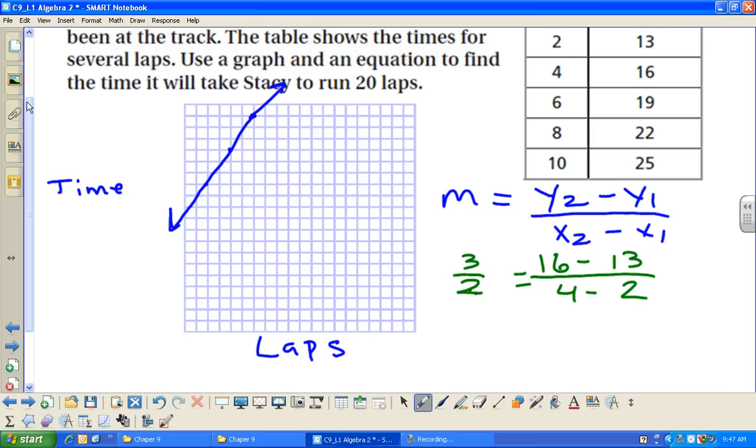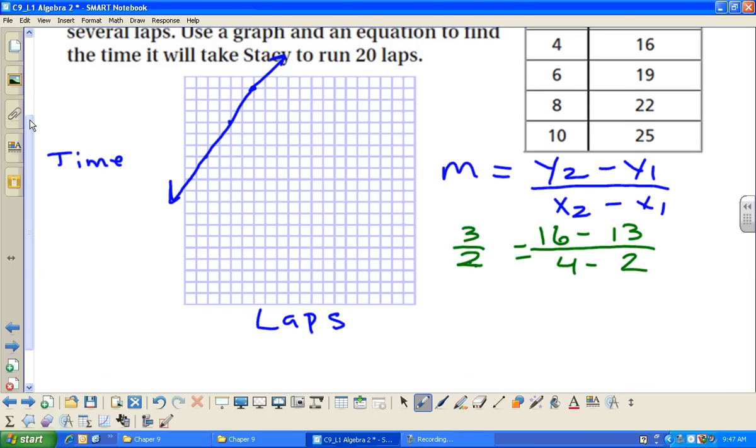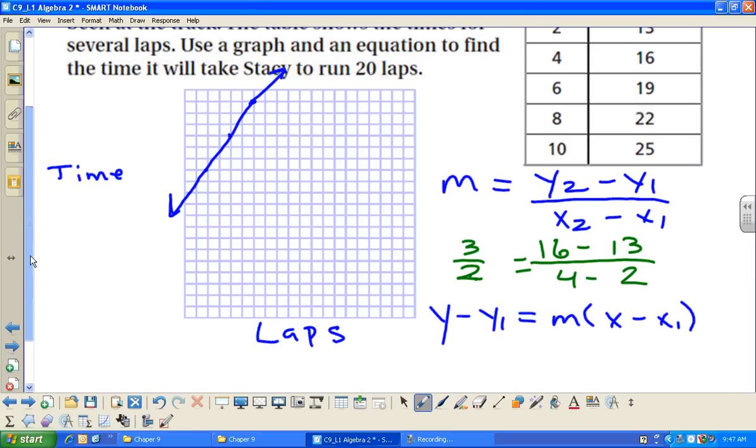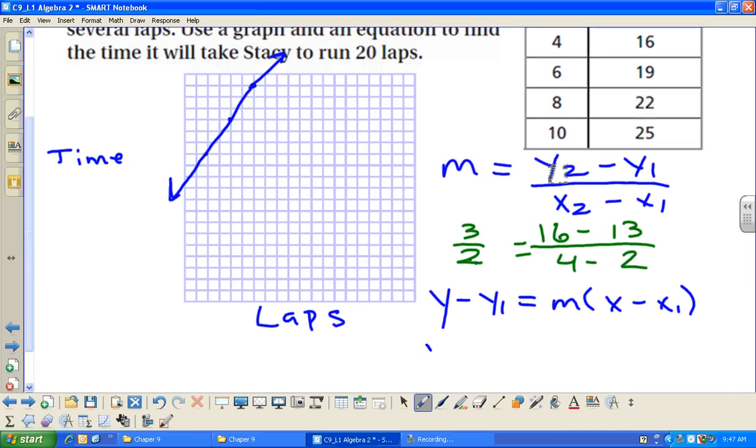To write my equation, I'm going to use point-slope form. Point-slope form is y minus y1 will be equal to my slope times x minus x1. When I'm finding my equation, I can use any of the points that are given on my table. I'm going to use 2 and 13. So I put 13 in for y1. I know my slope is 3/2. And I put 2 in for x1.